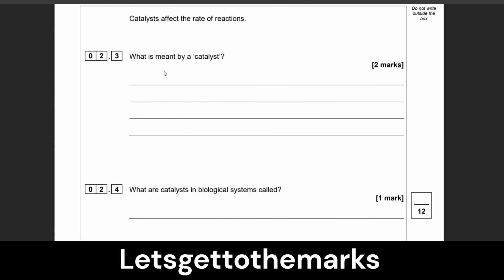Catalysts affect the rate of reaction. What is meant by a catalyst? So they haven't told us what it does to the rate of reaction. So one of the marks here is to say what it does to the rate of reaction. Does a catalyst increase the rate of reaction or decrease the rate of reaction? Does it speed up a reaction or slow it down? So I'm going to put it in simple terms. Catalysts speed up reaction rate. Now, I could say they increase the reaction rate, but they speed up reactions.